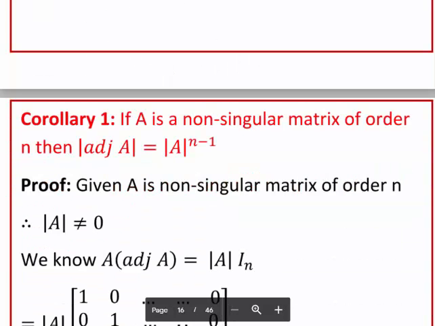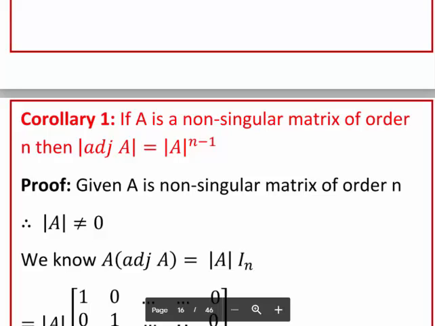Let us go for the corollary, the next result. If A is non-singular, meaning its determinant is non-zero, a non-singular matrix of order n, then this corollary gives the result for the determinant of adjoint of A. The answer is that the determinant of adjoint of A can be calculated by taking the n minus 1 power of determinant of A. Means if you know the determinant of A, just take the n minus 1 power, and we get the determinant of adjoint of A.